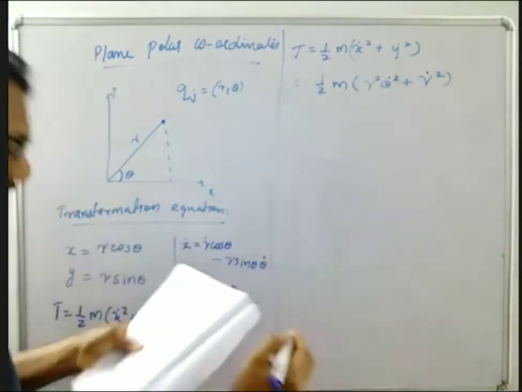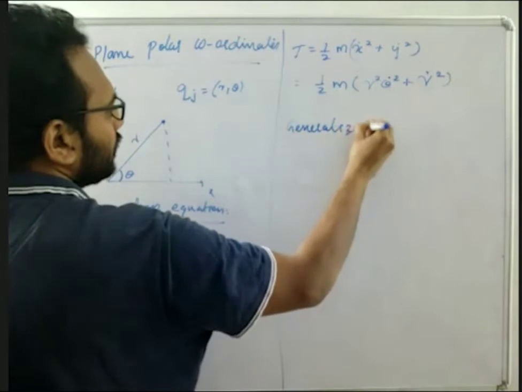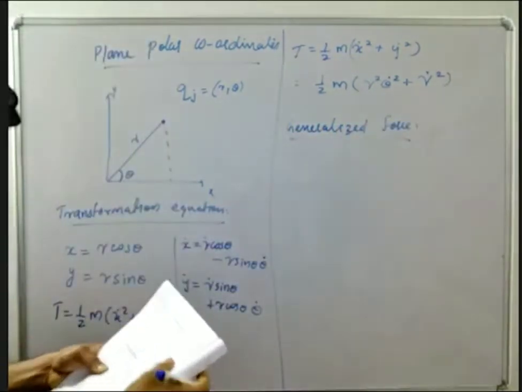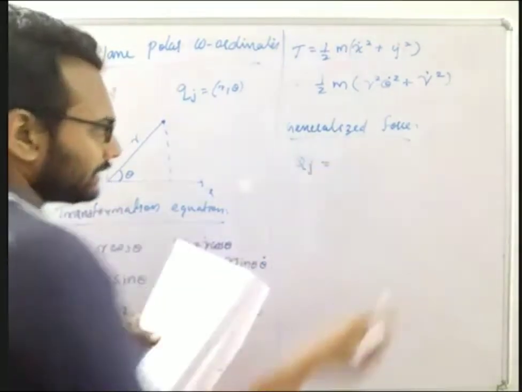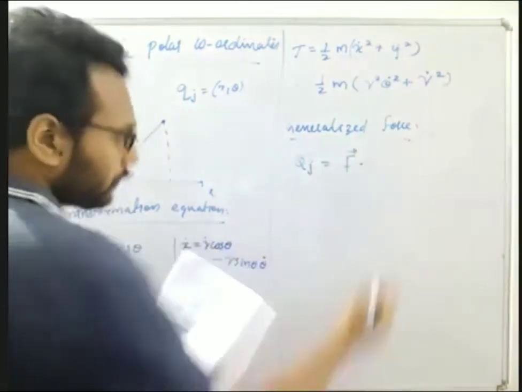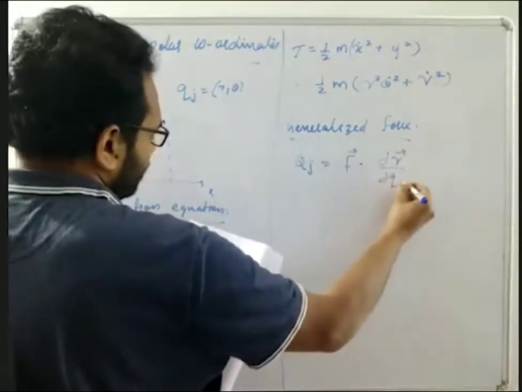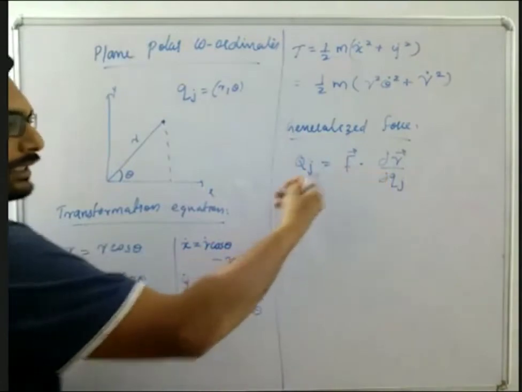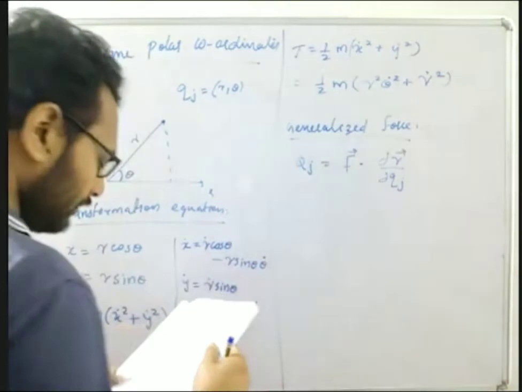Now, what about the generalized force? We'll do that also. We can write Qj. Again, we are dealing with a single particle, so we will have just F vector dot dou r vector by dou qj. If there are more particles, you would have to write the force on each particle and then sum over all the particles. This is for a single particle.